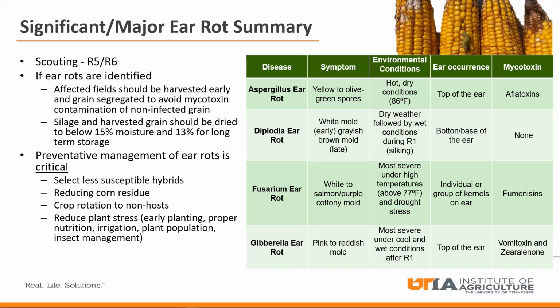And then last on our table is Gibberella ear rot. You can find pink to reddish mold. It's most severe under cool and wet conditions after R1, and you usually can see it on the top of the ear, and here it also produces mycotoxins.